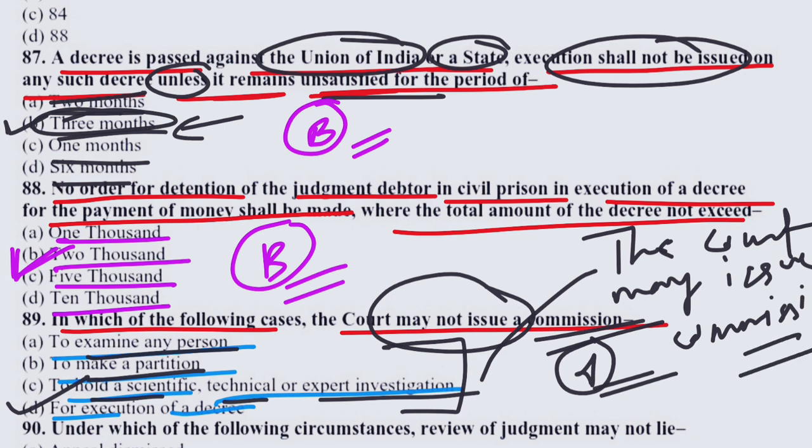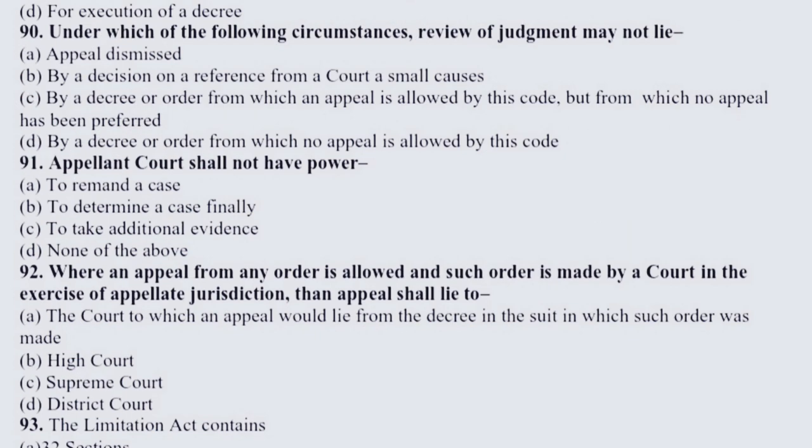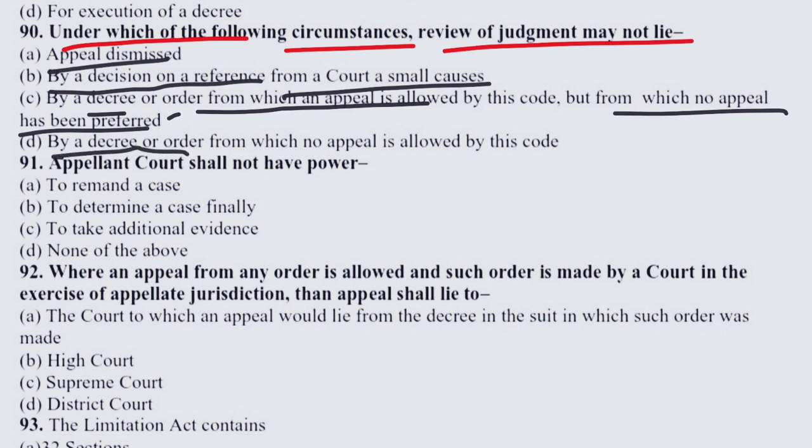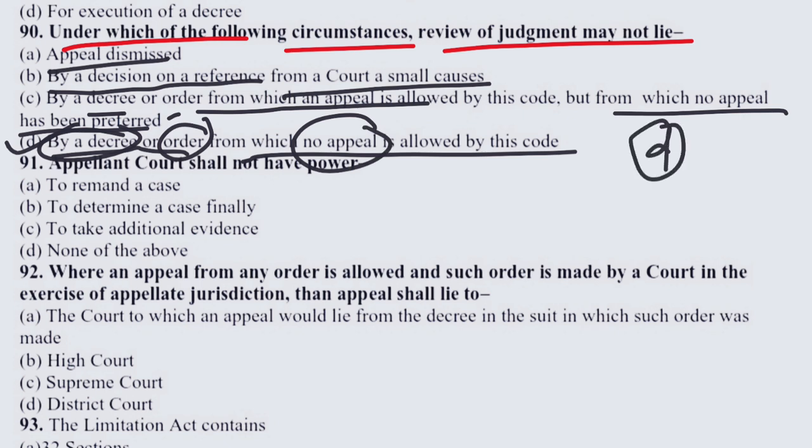Okay, so now next question is, under which of the following circumstances review of judgment may not lie. Okay, options are appeal dismissed by a decision on a reference from a court of small cause, by a decree or order from an appeal is allowed by this court, but from which no appeal has been preferred, and option D by decree or order from which no appeal is allowed by this court. So in this case the correct option would be option D, that means by a decree or order from which no appeal is allowed by this court. Option D would be the correct answer.